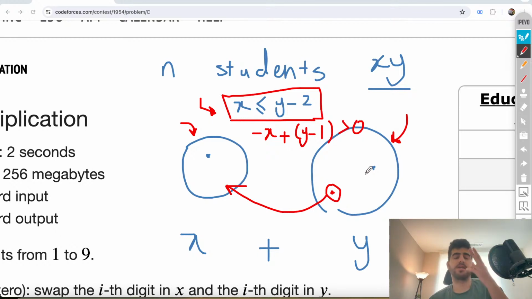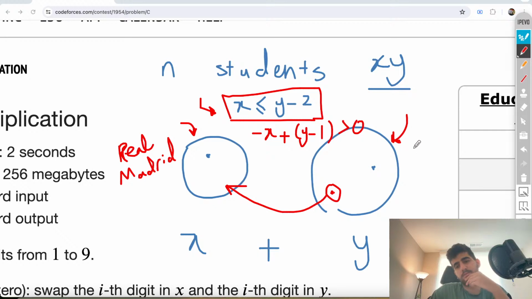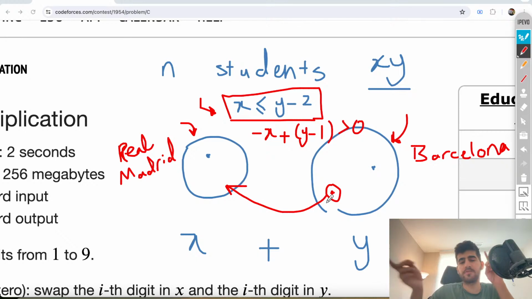I said that there are n students. We divide them into two groups. For example, these are the fans of, I'll give you a football reference, Real Madrid. These students are the fans of Barcelona. Okay? So these people hate each other. Now we want to see in which situation the number of pairs who hate each other will be maximized.